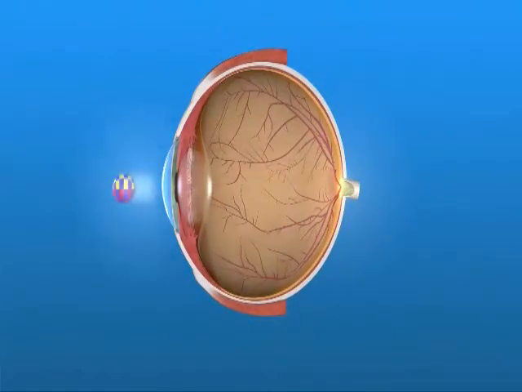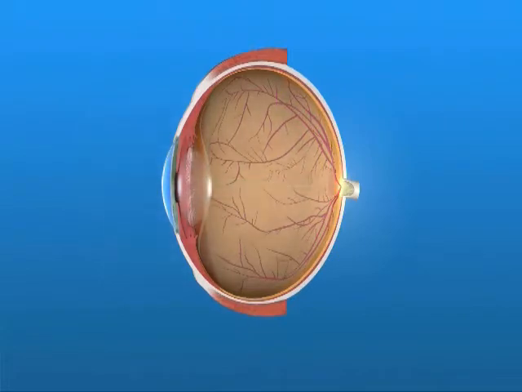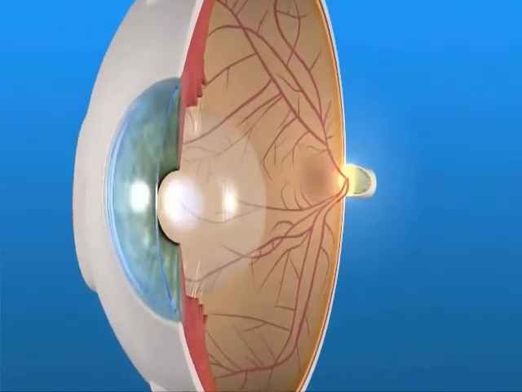Light rays enter the eye through the cornea, pupil, and lens. These light rays are focused on the retina, a light-sensitive tissue lining the back of the eye. The retina has two areas, the peripheral retina and the macula.